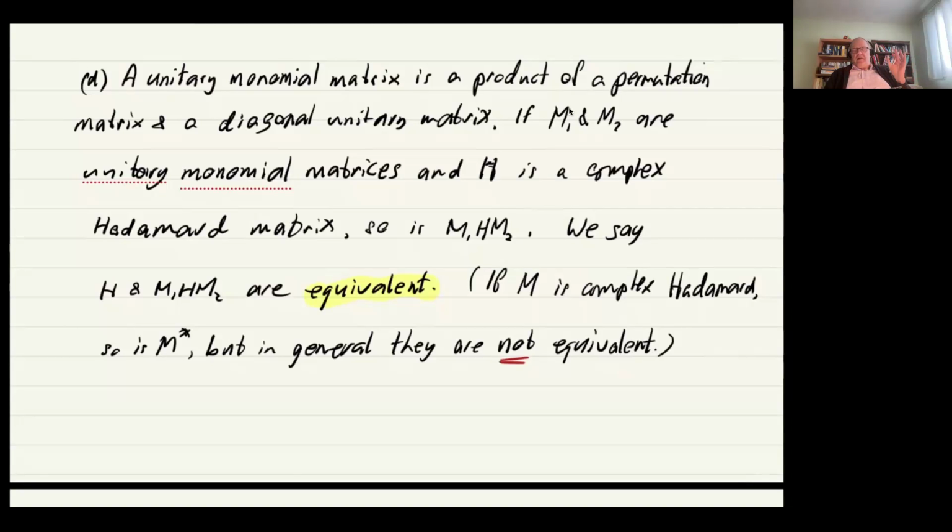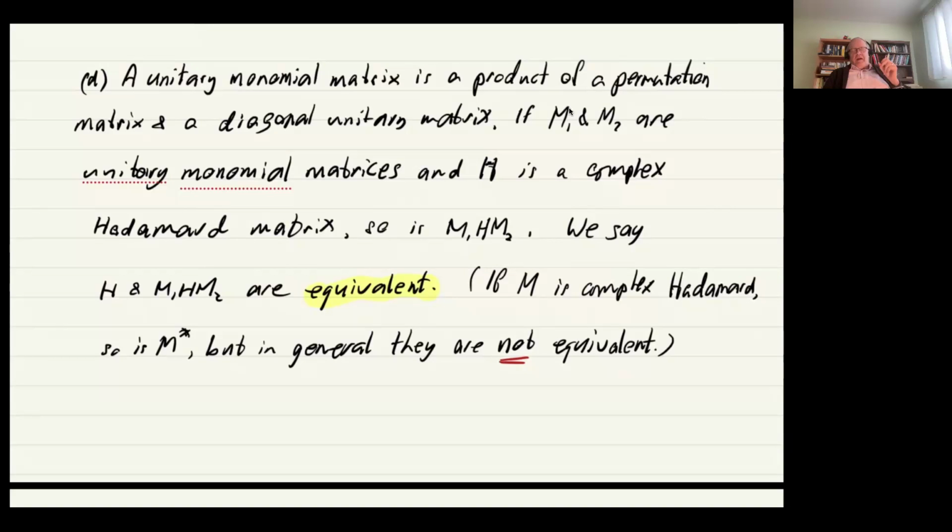Okay, so that's the definition. Simply, if I can get from one to the other by scaling by complex numbers of norm 1 and by permuting rows and columns, then they're equivalent. Now, it's obviously true that if H is a Hadamard matrix, so is its conjugate transpose. But the convention is that they're not equivalent.